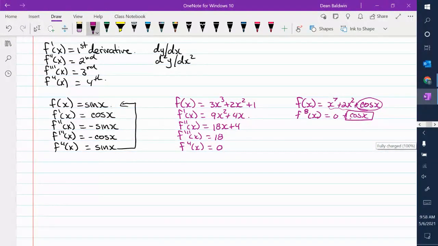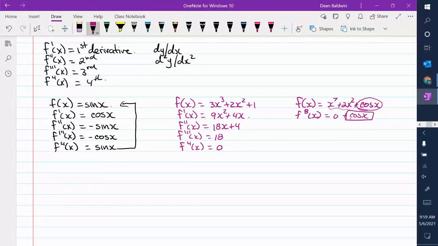Okay, so if I give you a question like that on a test, I mean, you can just go through and do all 8 derivatives if you really want to. But if you want to save yourself some time, you know this goes to 0, and then the cosine just repeats, or the sine just repeats every 4 derivatives. Okay.